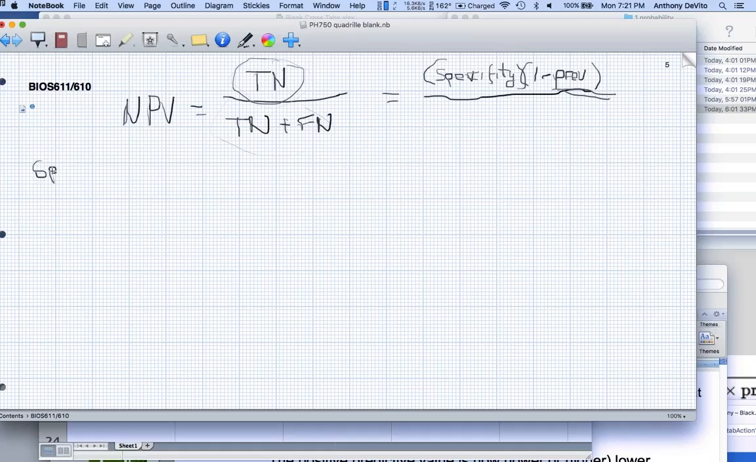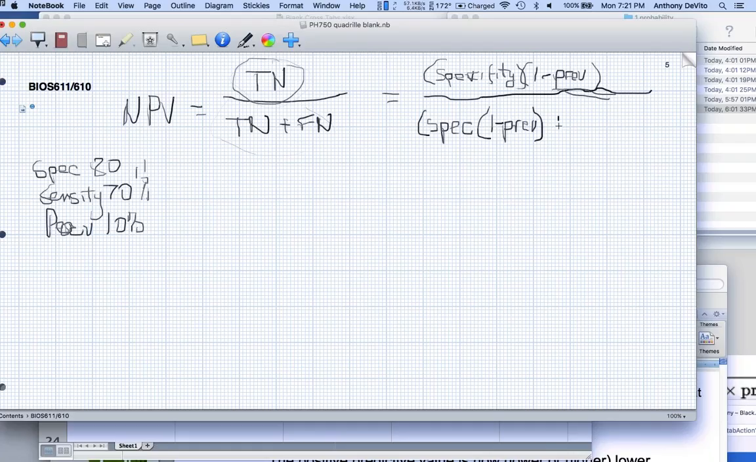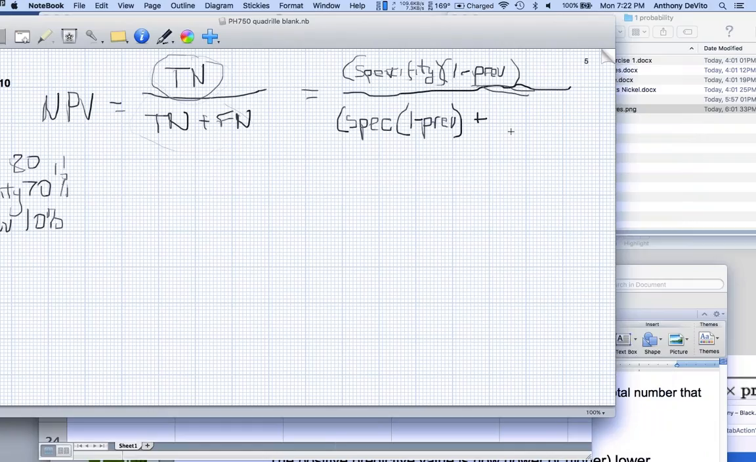So I'm going to come up with new numbers. The specificity is 80%. The sensitivity is 70%, and the prevalence in the population is 10%. Okay, so what are we going to put that over? We're going to put that over the true negatives, so we just repeat that: specificity times 1 minus prevalence, plus the false negatives. How do we calculate what the false negatives are? False negatives are people that are positive but tested negative. So I need to know how many people in this population are positive. That's the prevalence.